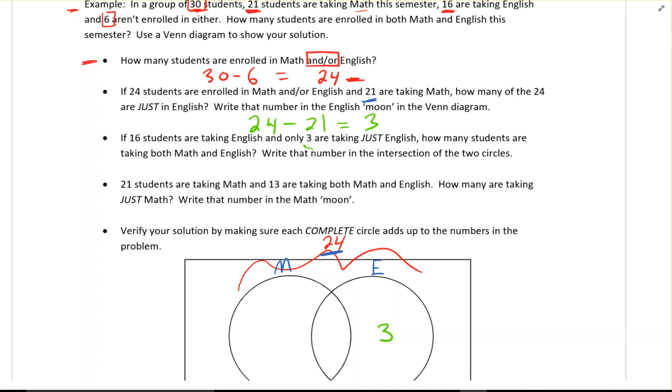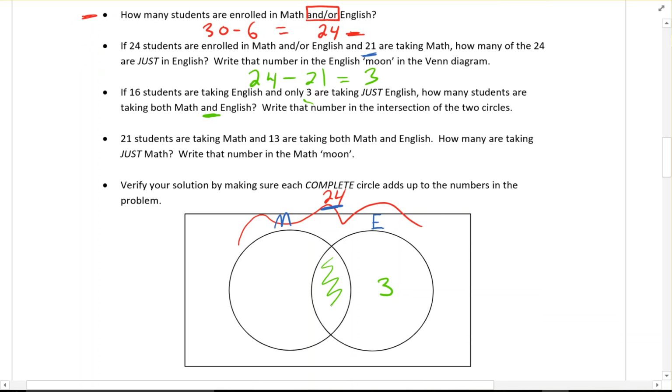Now be clear about your words here: both math and English. We're talking about the overlapping area. So now all you have to do is realize that when it says 16 students are taking English, that would be this entire circle. So 16 would account for that whole thing. So if I go 16 minus only the 3 in there, I should get what's left here. So 16 minus 3 is going to be 13. So there should be 13 students that are taking both.